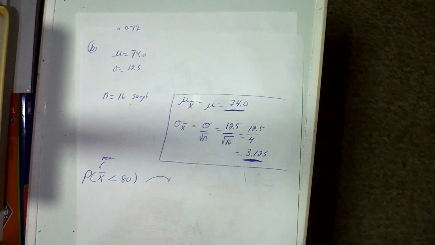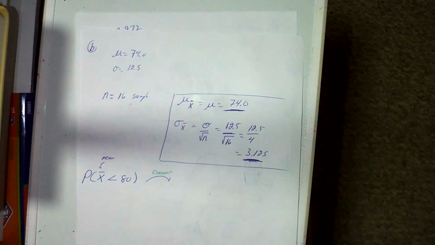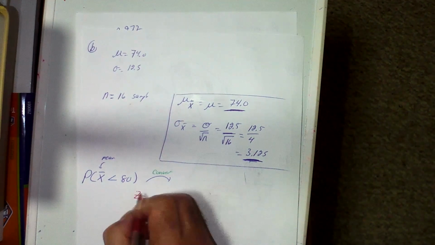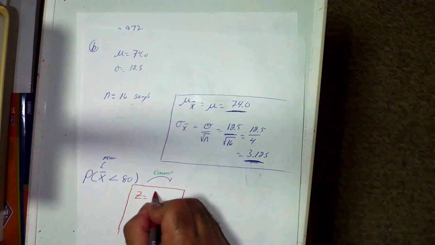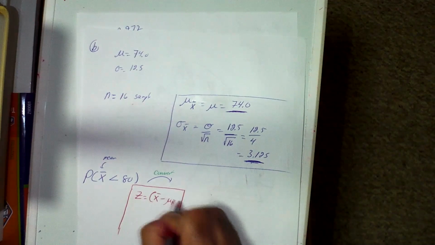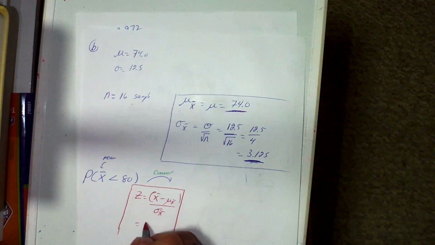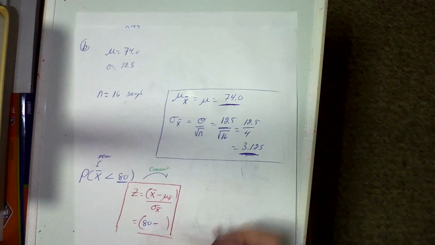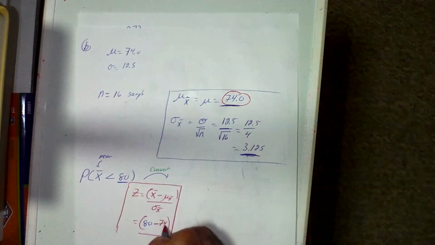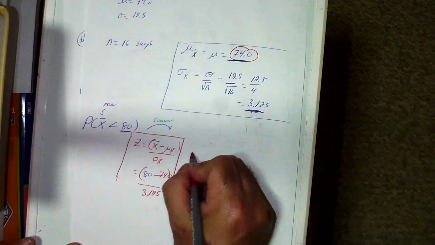And then we're going to convert like we did before. I'm going to stick with the formula so that way you guys won't get confused. It's almost the same formula, right? So it's really x bar minus mu x bar divided by sigma x bar. It's pretty much the same formula as we did before. So your x bar is this 80, and we're going to subtract my 74, and we're going to divide by 3.125. So if you prefer to write it as x minus mu over sigma, you can do that.